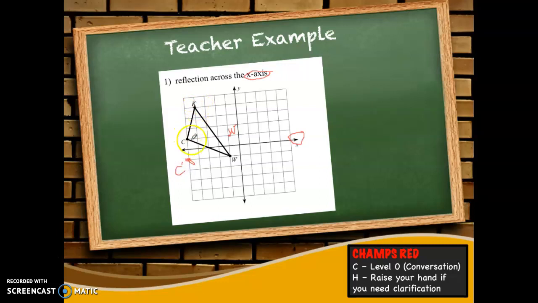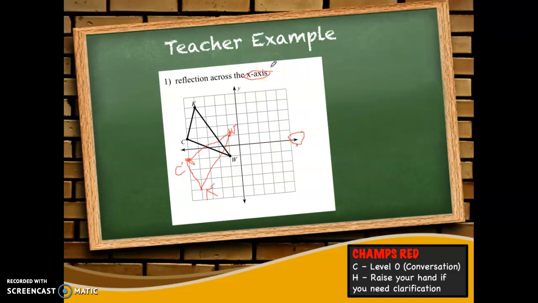And here I have K. From the line of reflection, remember X is my line of reflection. I'm going to count 1, 2, 3, 4. And K will be 1, 2, 3, 4. And I will make another dot and put K prime. Mine won't be too perfect, but I will try to connect them. Okay, and now you can see the reflection over the x-axis.